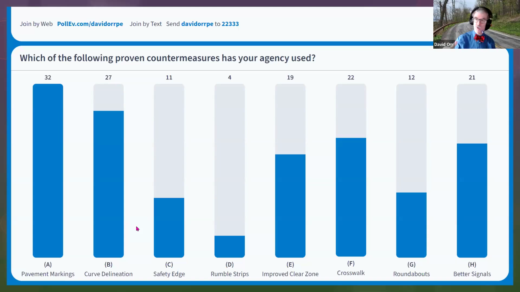But the point is, learn from others. Use proven countermeasures, and we'll talk about a lot of these next week in our webinar. Okay.